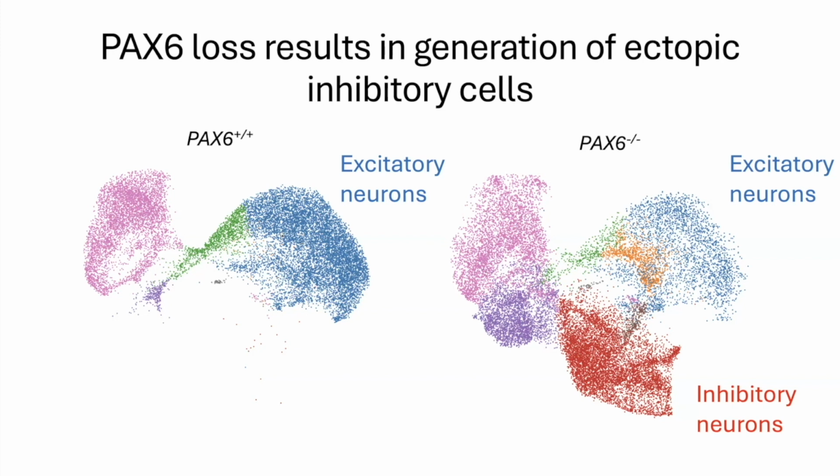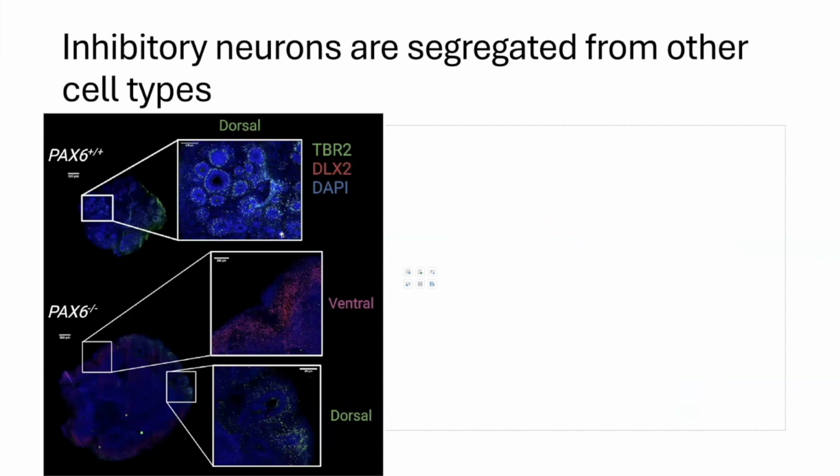So we think here that there's a change of cell fate. Normally the cells would become excitatory neurons, but instead, if you lose PAX6, the cells are now becoming inhibitory neurons. And why is this important? Because if you look at the cerebral organoids inside, we can section these organoids and do some immunofluorescence staining. By staining, we can see how the cells are organized. So not just the identity of the cells by looking at RNA sequencing, we can also look at how the cells are organized in our organoids.